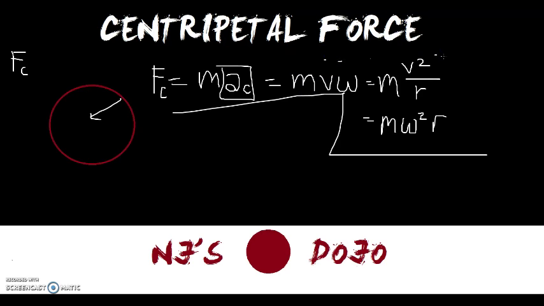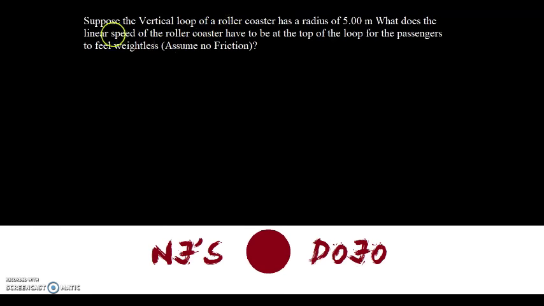So let's try to answer a simple problem. Suppose the vertical loop of a roller coaster has a radius of 5 meters. What does the linear speed of the roller coaster have to be at the top of the loop for the passengers to feel weightless? Now, a person feels weightless when there is no supporting force from a seat or any restraint acting to counter his or her weight. For a person to feel weightless at the top of the loop, no normal force can be acting on him or her at this point.